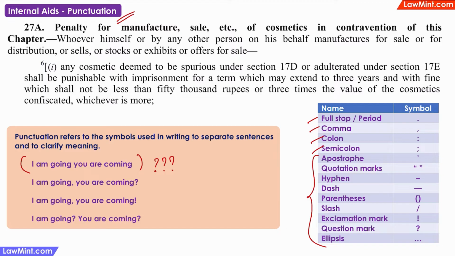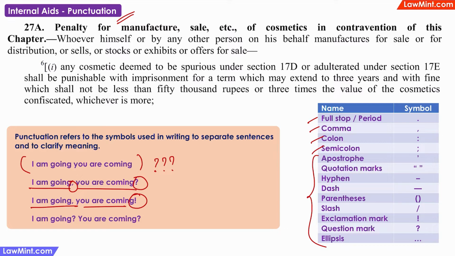In the second sentence, the author is stating that he is going and he is asking the second person if he is coming. And this is clear because of the comma which separates the two parts of the sentence, and also the question mark at the end. In the third sentence, the author is stating that he is going and that the second person is also coming with him. He is not asking, it is not a request, it is a statement or a command. This is indicated by the exclamation mark.